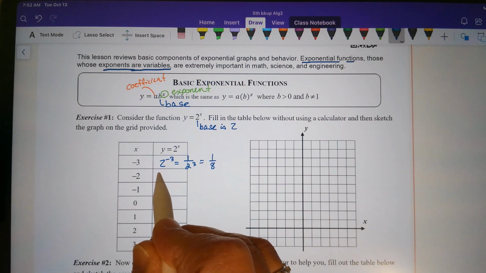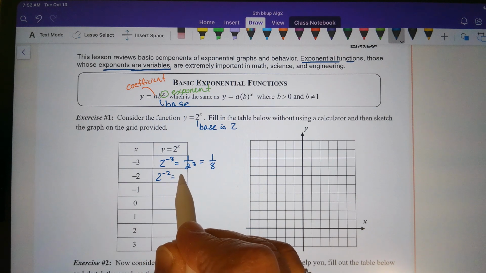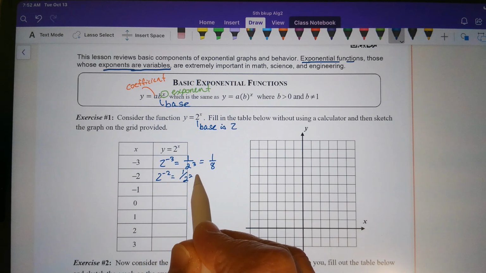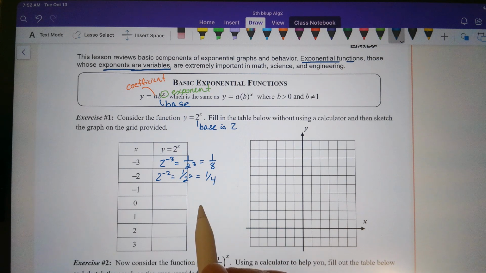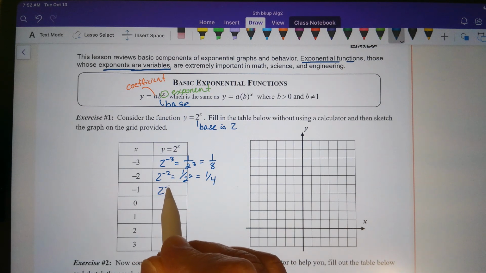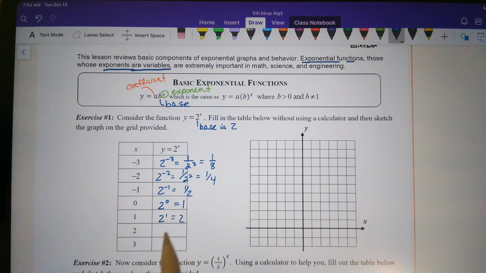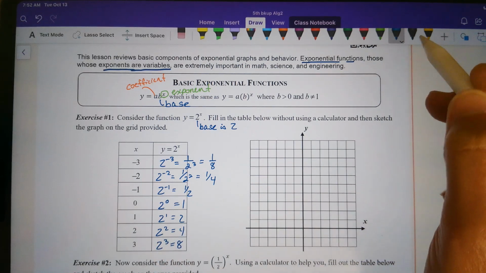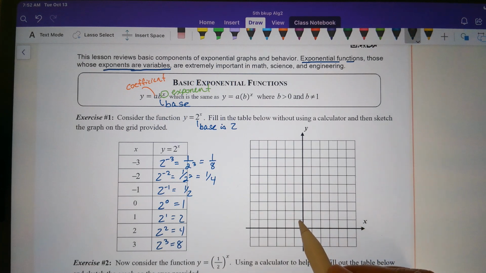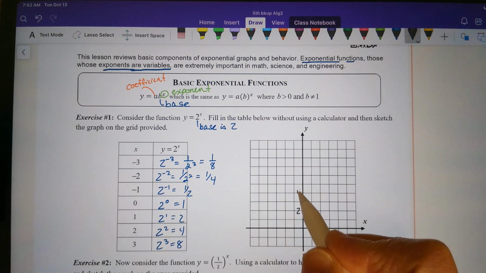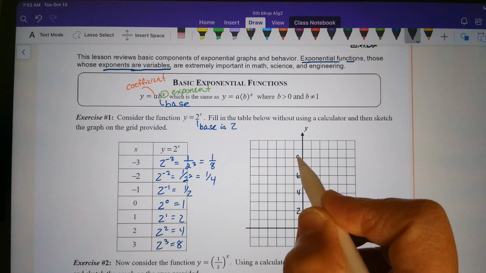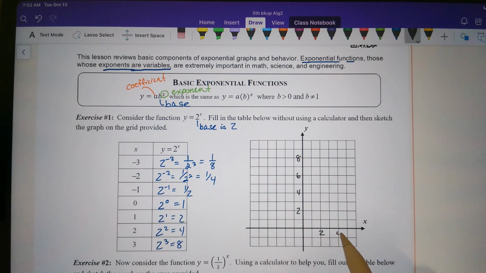Replacing x with negative 2, 2 to the negative 2 is equivalent to 1 over 2 to the positive 2, which is 1/4. And continuing, 1/2, 2 to the 0, 1, 2 to the first, 2, 2 to the second, 4, and 2 to the third, 8. Okay, I just want to put some numbers on our grid here before continuing.